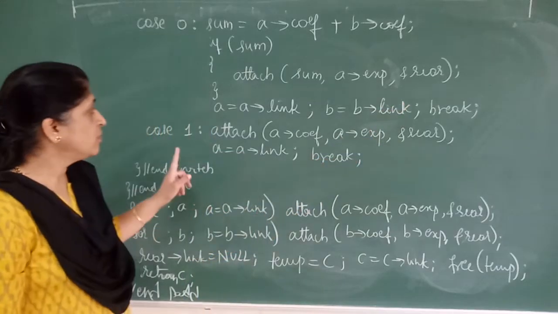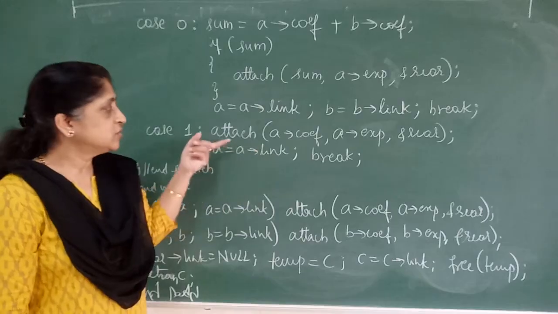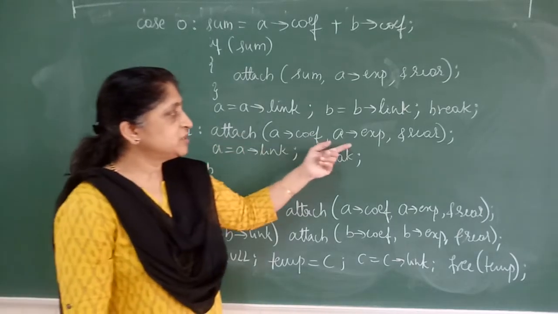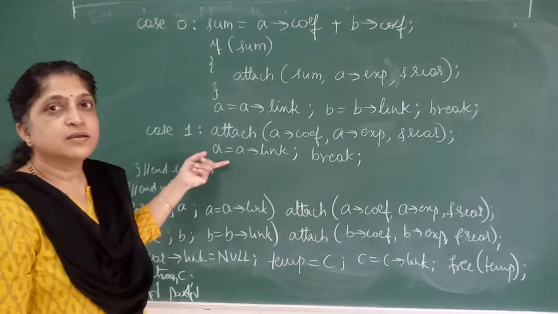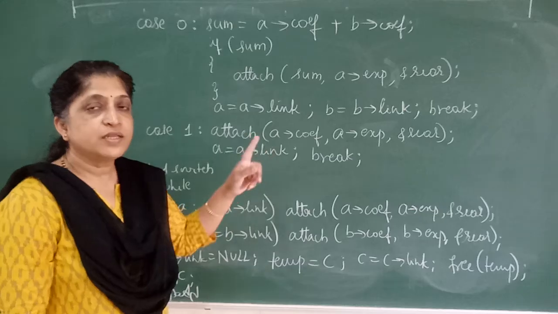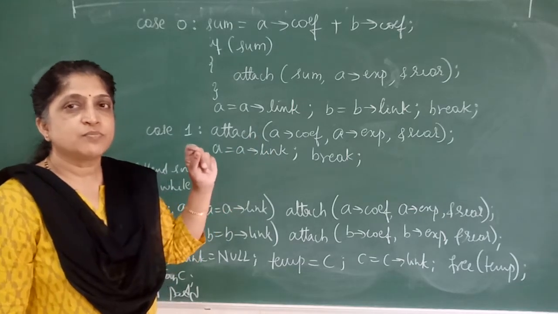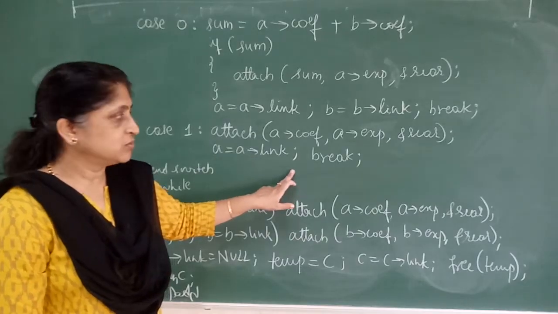If the case is 1, that means we have to attach a term of the polynomial A. So call the attach function with A coefficient, A exponent, and address of rear. Then advance only the A polynomial, that is A is equal to A link, break. Even in case -1, we have to write a statement B is equal to B link. Okay, here we are advancing to the next node.